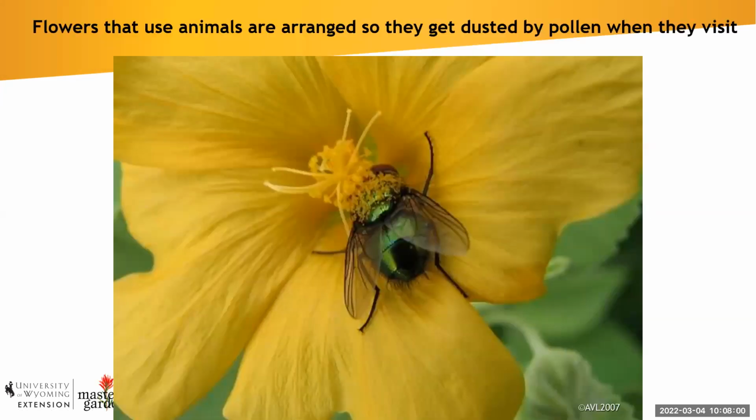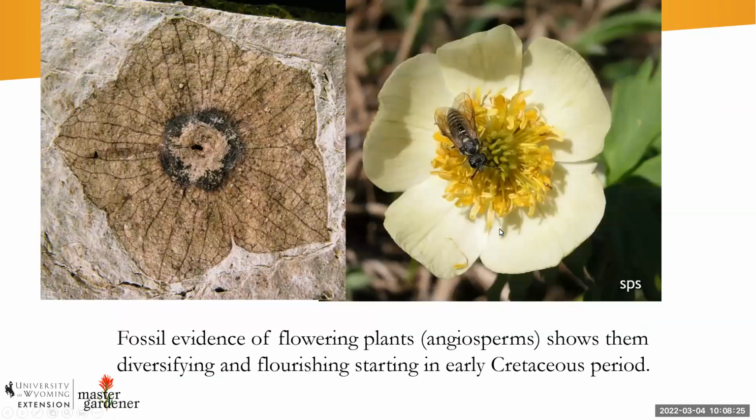So the flowers that use animals are usually arranged so the animal, in this case a green bottle fly, gets dusted by pollen when they visit. You can see it here on its back. A lot of times this is considered a filth fly species, but in nature they were actually just part of the cleanup crew, and as adults are pollinators. This has been going on for a long, long time.